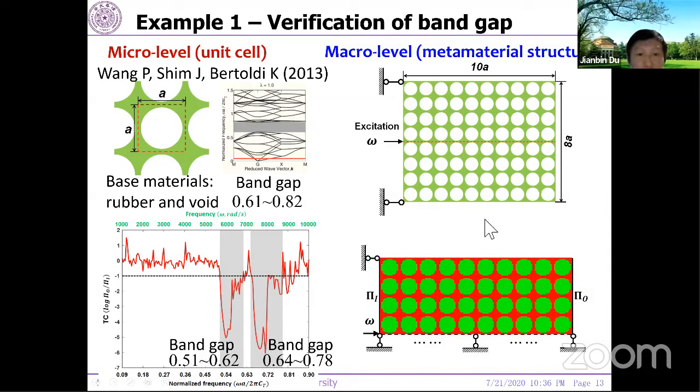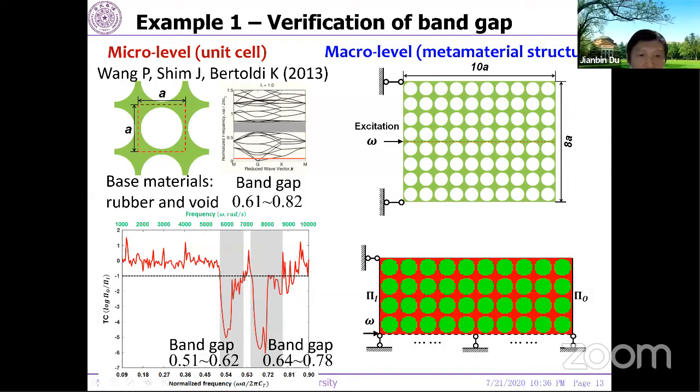For the frequency response curve, we perform the frequency response and we get this curve. Two band gaps can be identified. The first band gap is from 0.51 to 0.62, and the second band gap is from 0.64 to 0.78. So we can see there are some differences between the benchmark example and our tests.